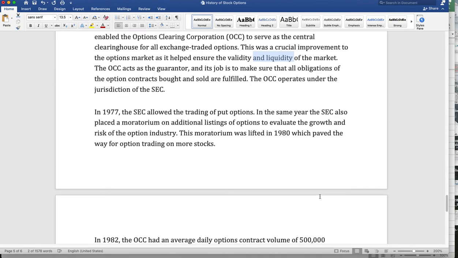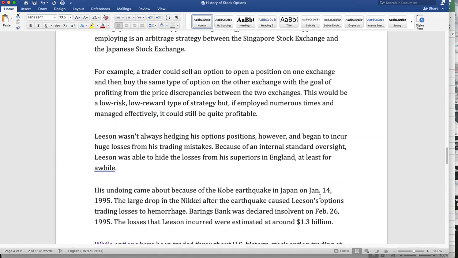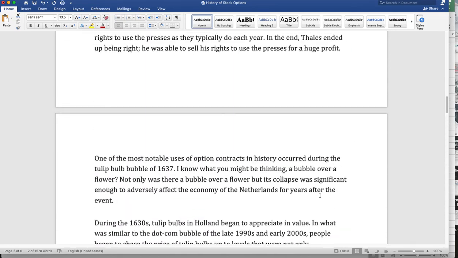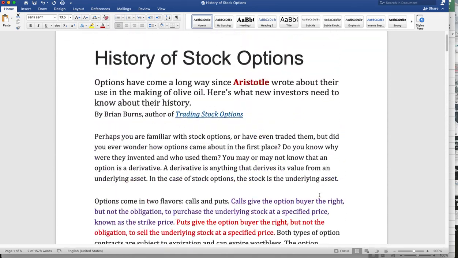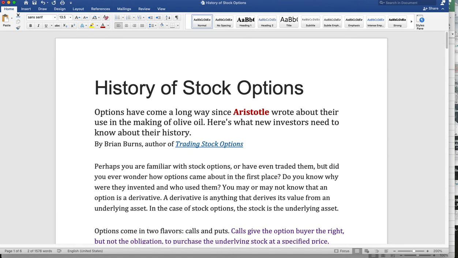So now you understand the history. This is a brief history. Like I stated, I'm going to put it down below so you guys can review it. All right, let's now move on to Merrill Edge.